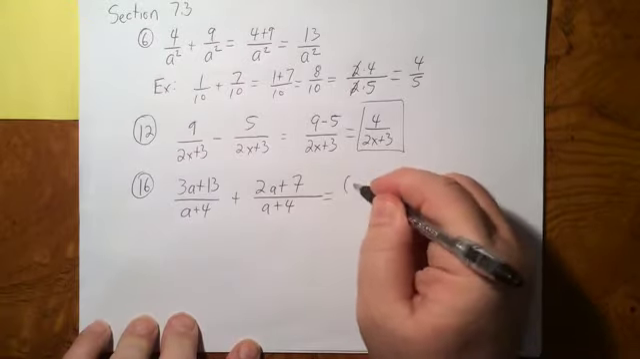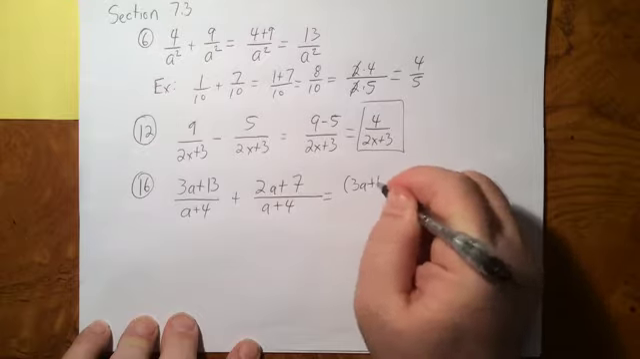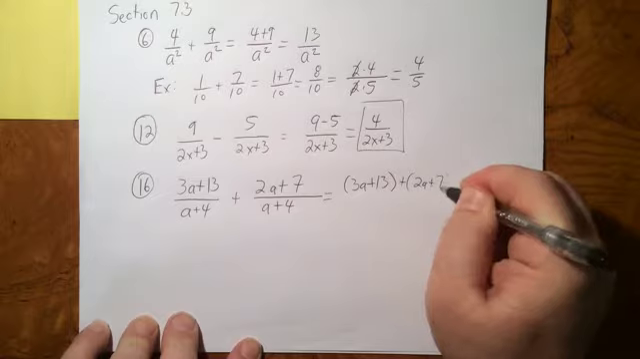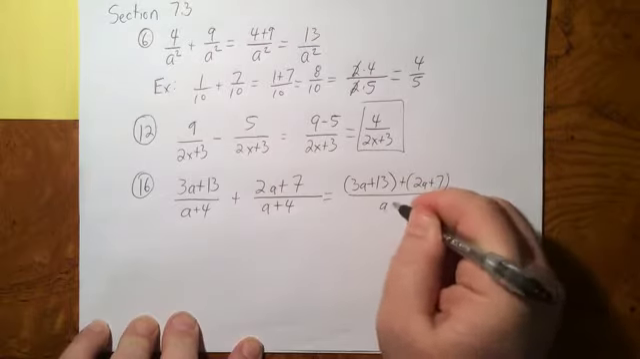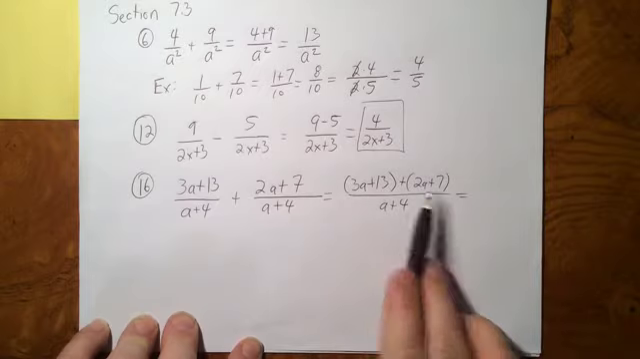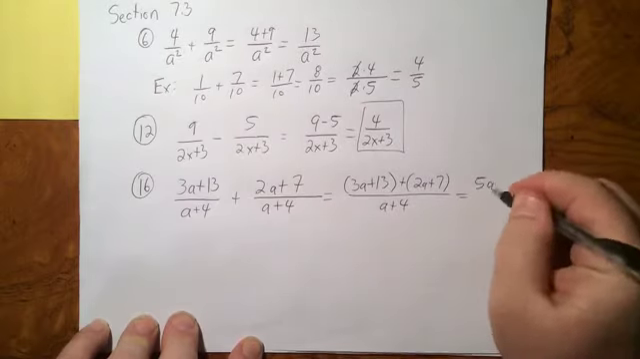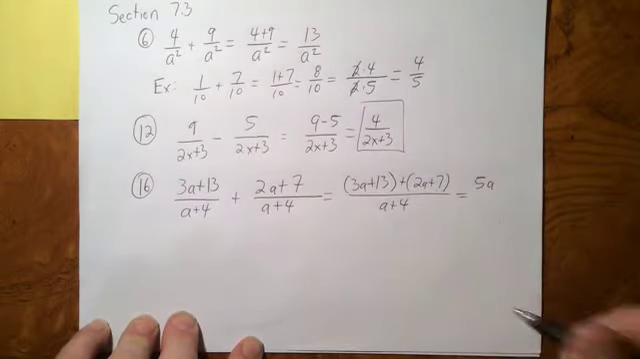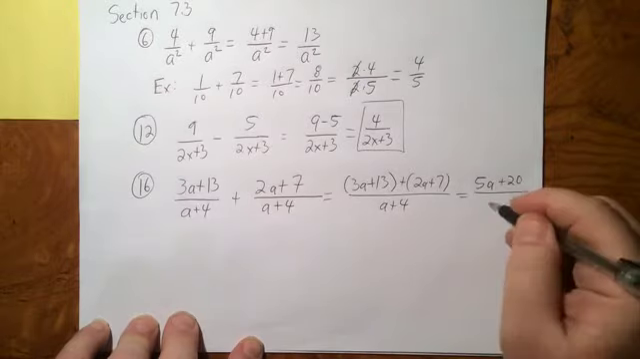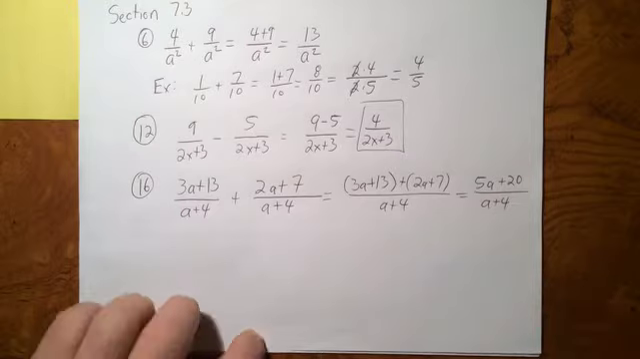So I've got the quantity of 3a plus 13 plus 2a plus 7, all over a plus 4. Well, when I combine my like terms, 3a plus 2a is 5a. 13 plus 7 is 20. And that's going to be all over a plus 4.